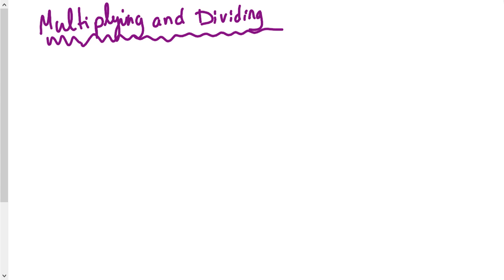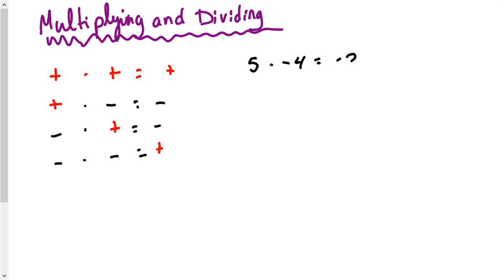Okay, so rule. If I have a positive times a positive, it equals a positive. If I have a positive times a negative, I get a negative. And if I have a negative times a negative, I'll get a positive. This always works. So if we did a couple examples, like if we had 5 times -4, this would be -20. -5 times -6, which is 30.